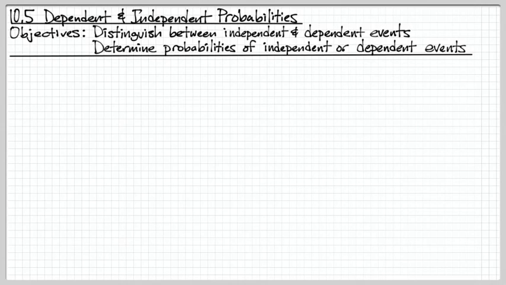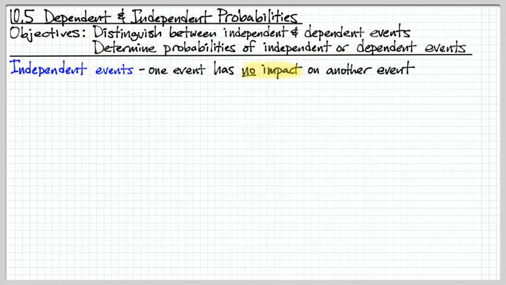Okay, in this lesson we're going to be learning how to calculate probabilities on events when they are either dependent events or independent events. So first we're going to talk about the differences between independent and dependent events, and then we're going to talk about how we determine probabilities based on the types. So let's talk about independent events.